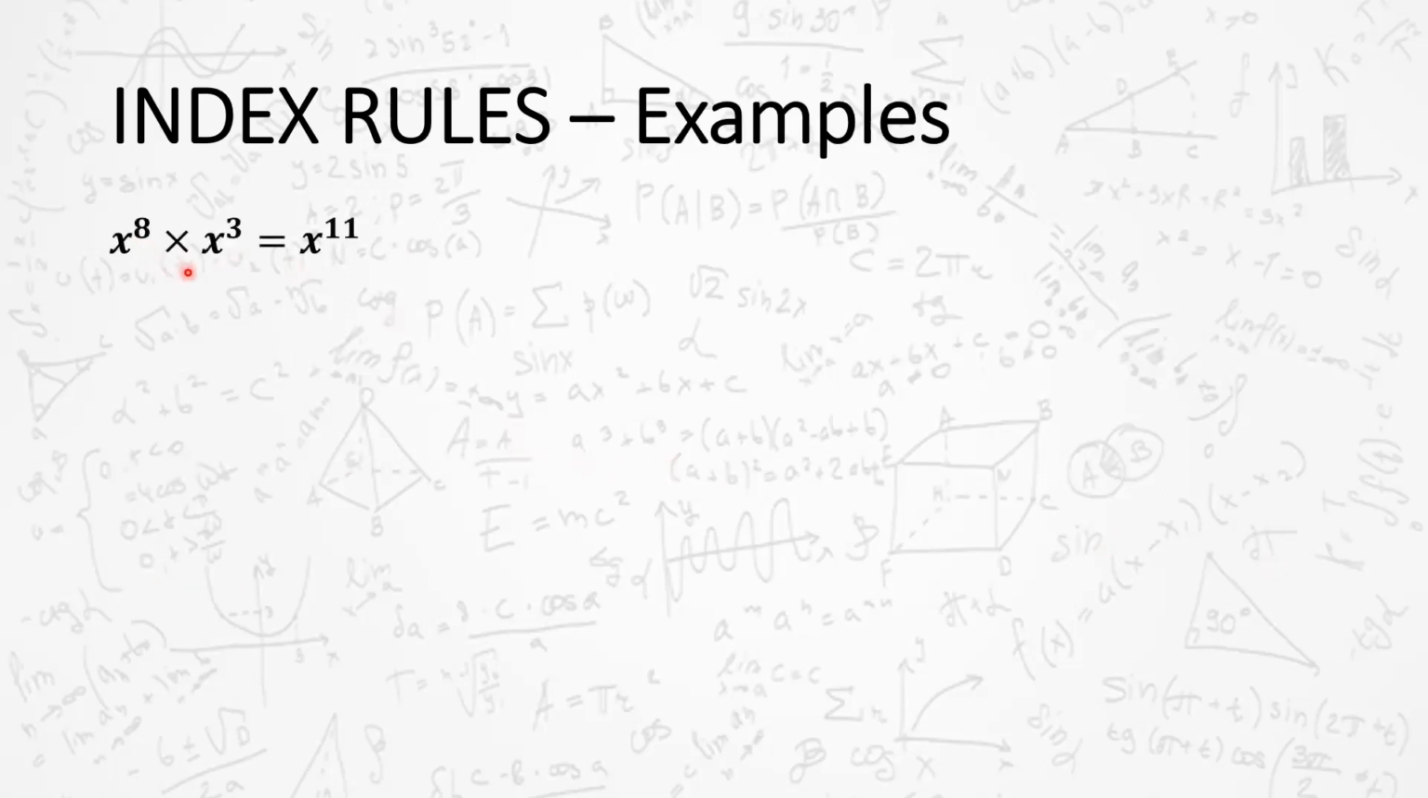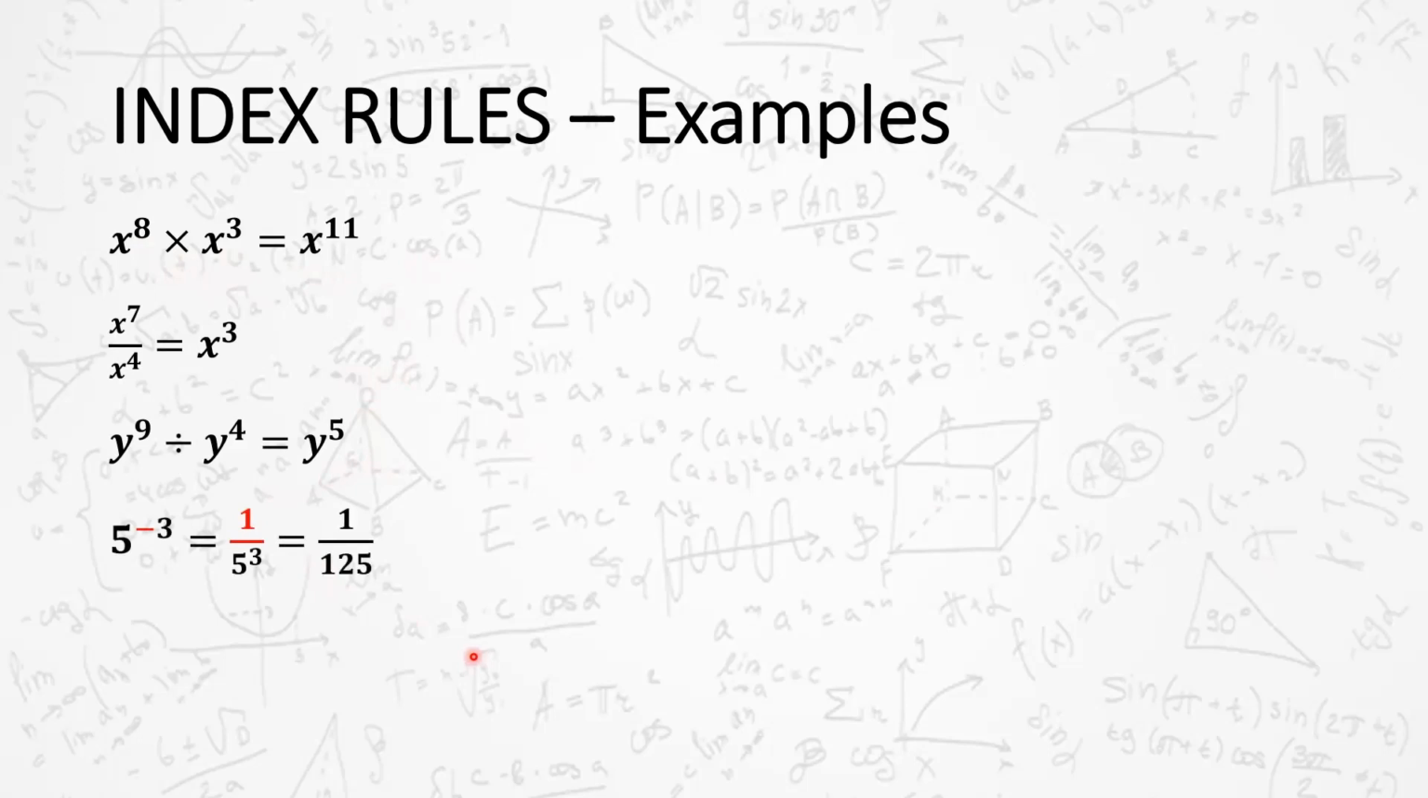x to the power 8 times x to the power 3 equals x to the power 11. You simply do 8 plus 3 equals 11. x to the power 7 over x to the power 4 equals x to the power 3. Simply 7 minus 4 equals 3. y to the power 9 divided by y to the power 4. You do 9 minus 4, which gives you y to the power 5.